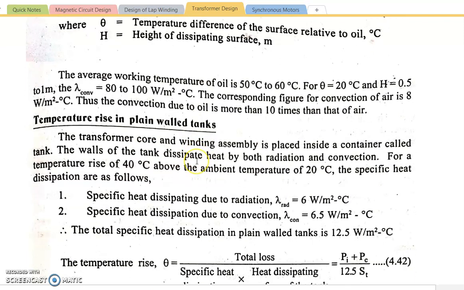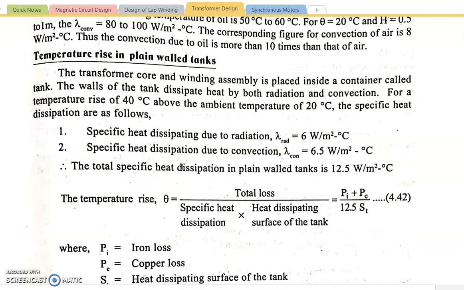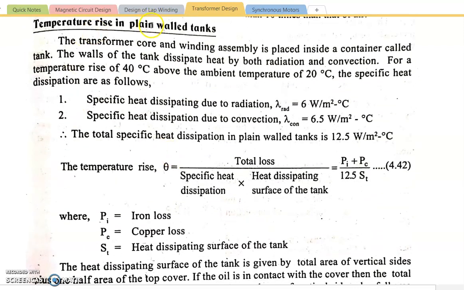Okay, so temperature rise in a plain walled tank. Based on this temperature rise in a plain walled tank, we will decide the number of cooling tubes, if required. For the temperature rise in a plain walled tank, we assume 12.5 as a standard value. Based on this, we calculate the temperature rise as total loss divided by heat dissipation surface multiplied by specific heat dissipation of the plain walled tank.